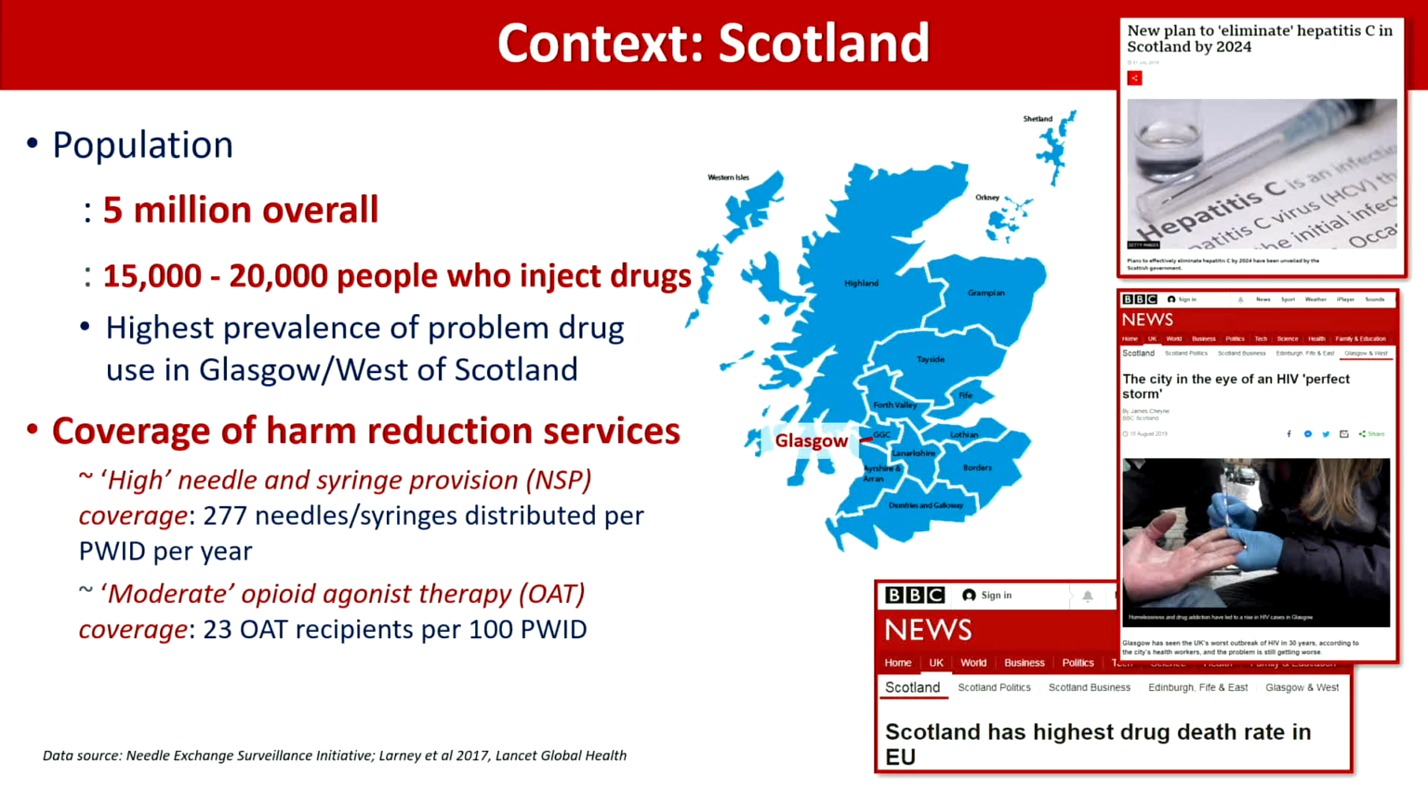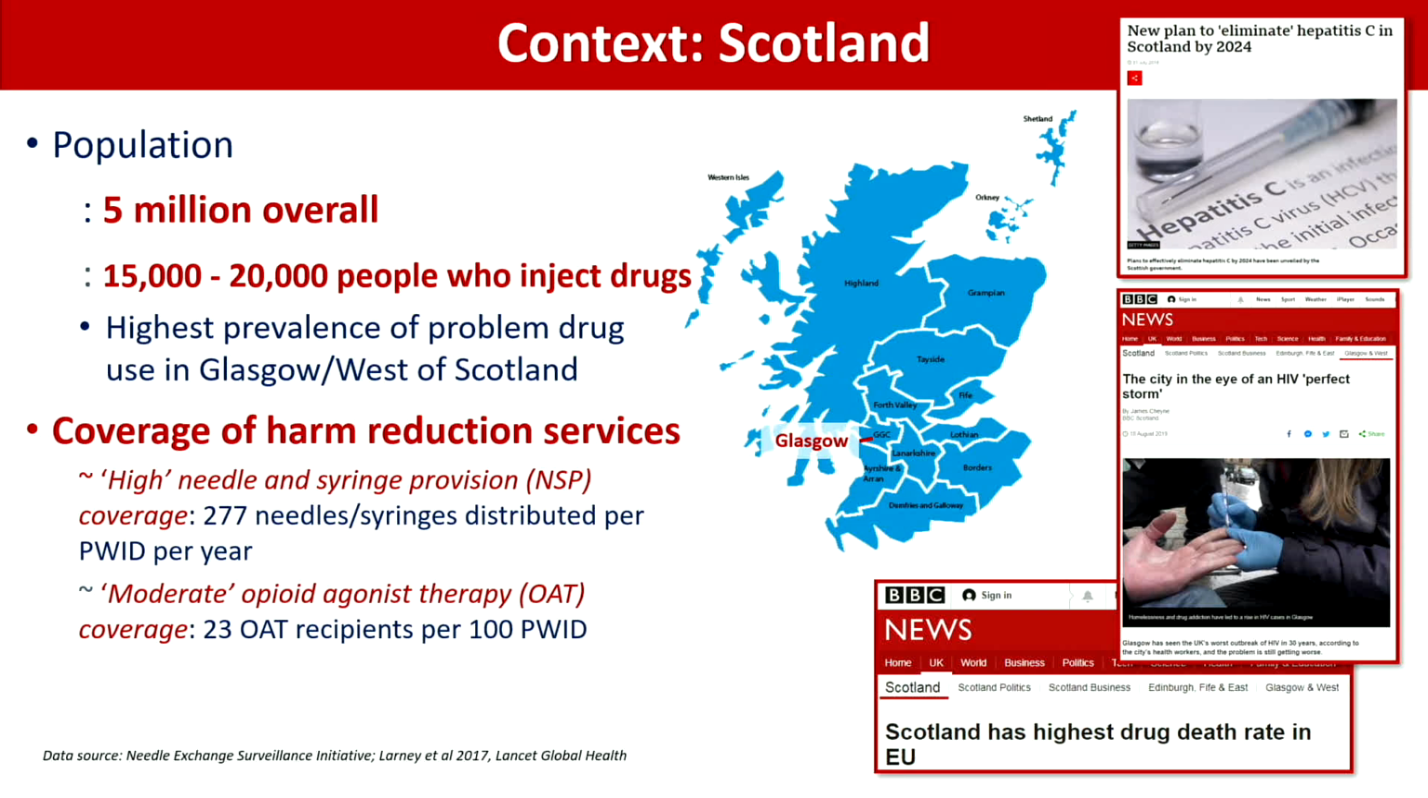So a bit of context on Scotland, and you probably know a lot of the things that have hit the headlines. We're working on generating updated estimates of the size of the population who inject drugs, which is believed to be in the range of around 15,000 to 20,000 individuals, and that relates to people who are actively injecting. So there'll be a bigger population who are also more stable, not injecting anymore, on OAT as well.